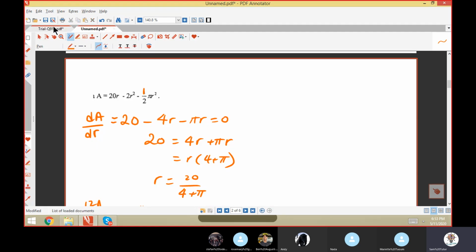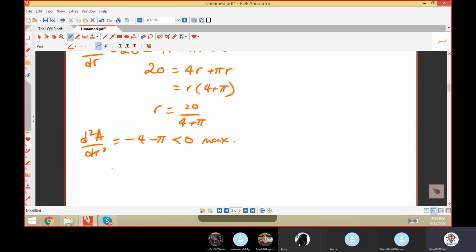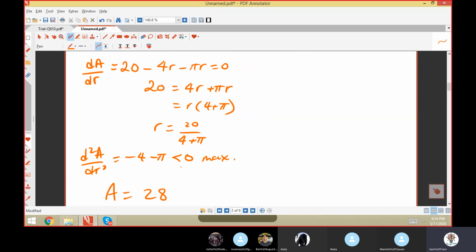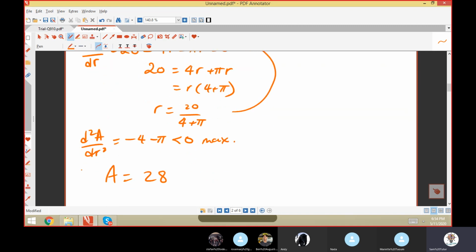Now I would stop. Reread the question. Did I just want radius? No, the question said also find the area to the nearest meter. Because I just did it with the other guys, I know the area became 28. You guys will go and sub it back in. So just literally sub this into this to find the maximum area.